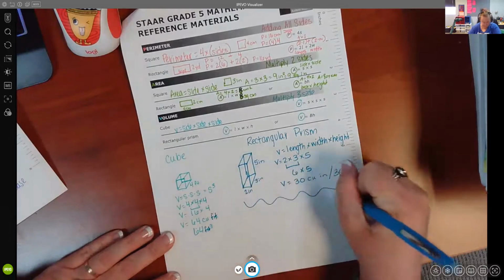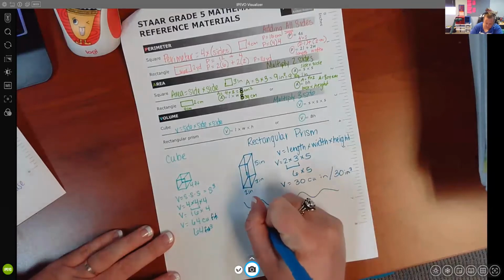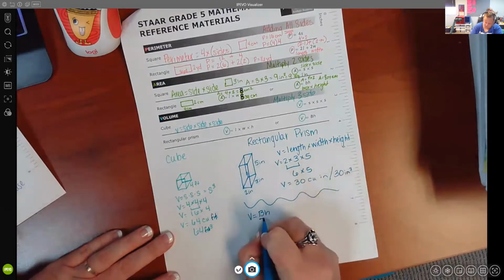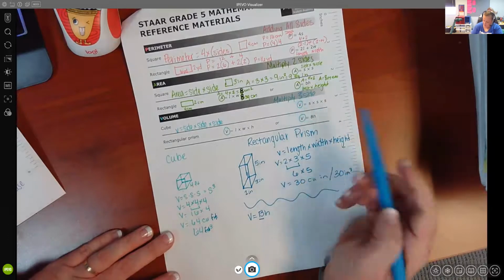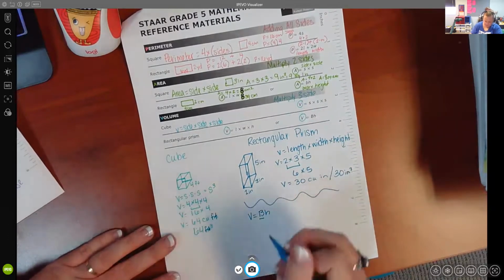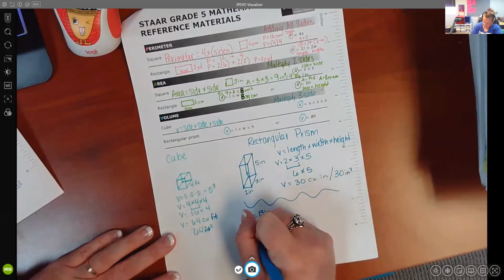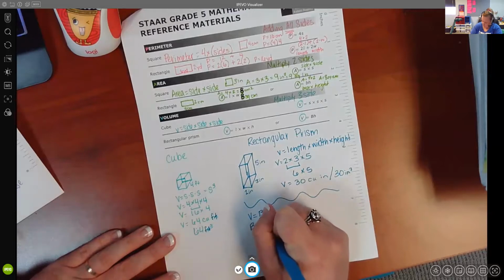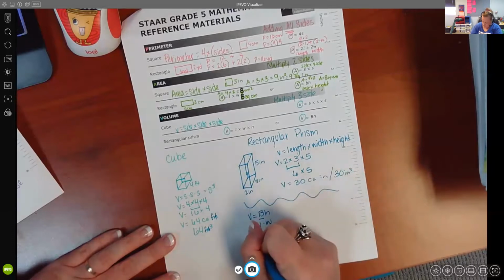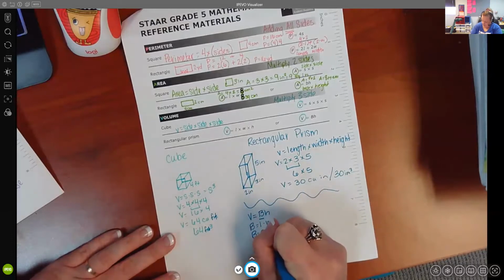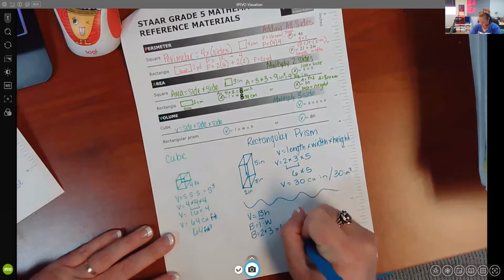So we have base. So volume equals base times height. This is your big B. So your big B goes with volume, your little b goes with area. Okay, and what B is, is length times width. Our length and width are right there. So our base is 2 times 3, which gives us 6 square inches.